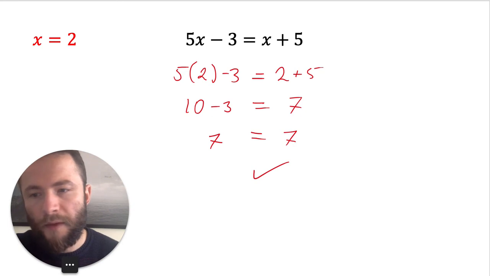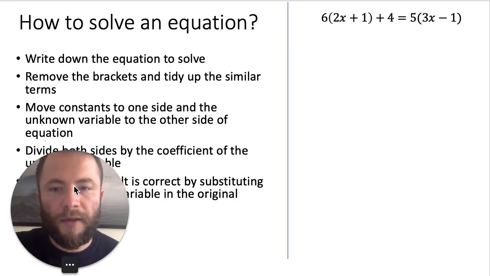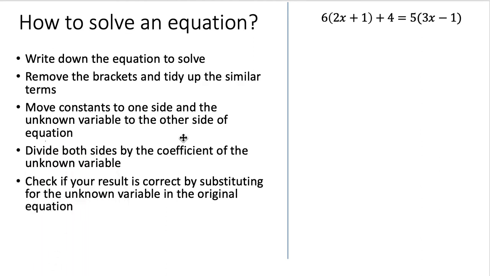Okay, let's put it all together. How to solve an equation. First of all, we have to write down an equation to solve. Let's look at the example. I have the equation that I want to solve written down. It's 6 times (2x plus 1) plus 4, and that's equal to 5 times (3x minus 1). Okay. Next thing is to remove the brackets and tidy up the similar terms.